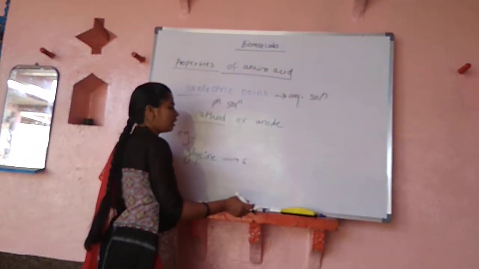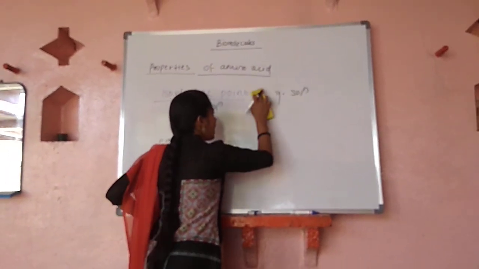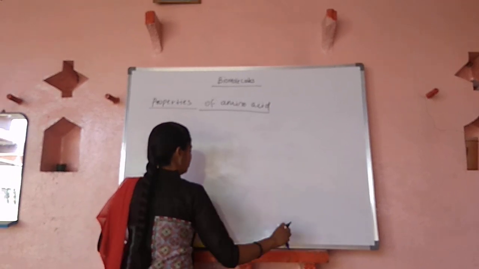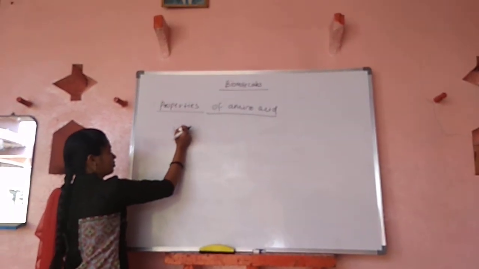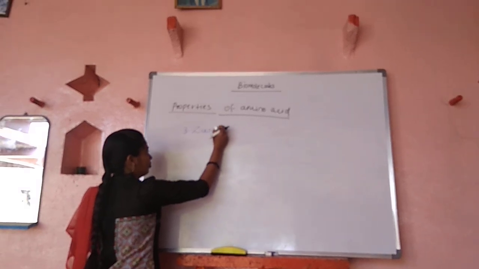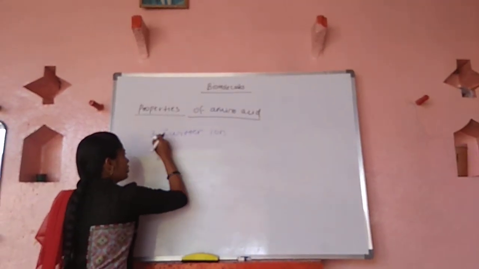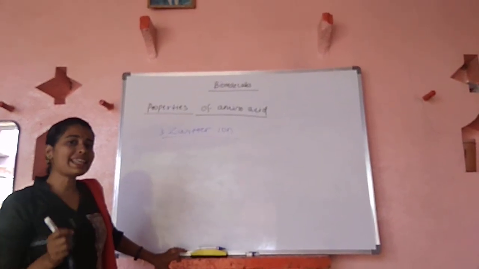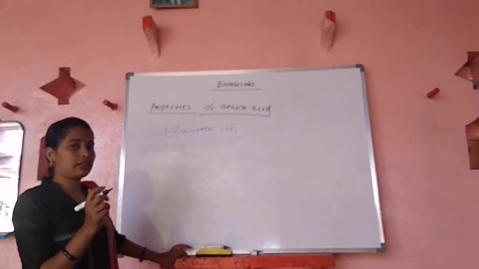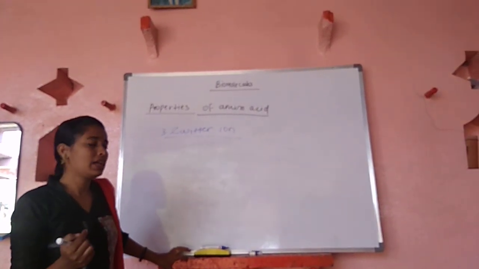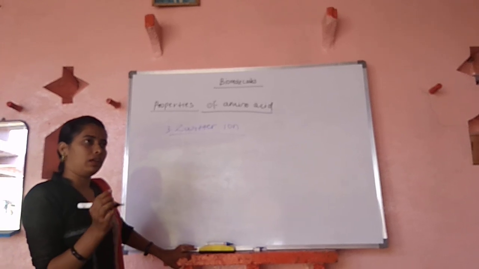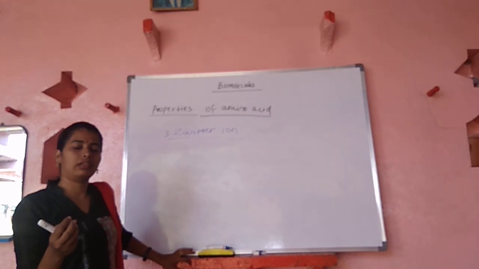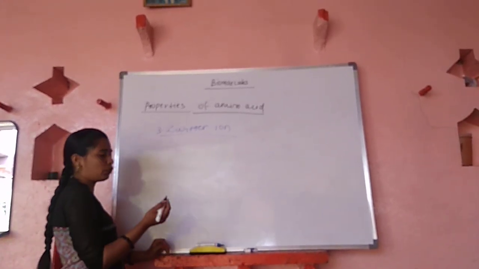Come to the next and third property, that is Zwitter ion. Students, what is meant by Zwitter ion? At the isoelectric point, the amino acid shows dipolar character. I will give you one example.